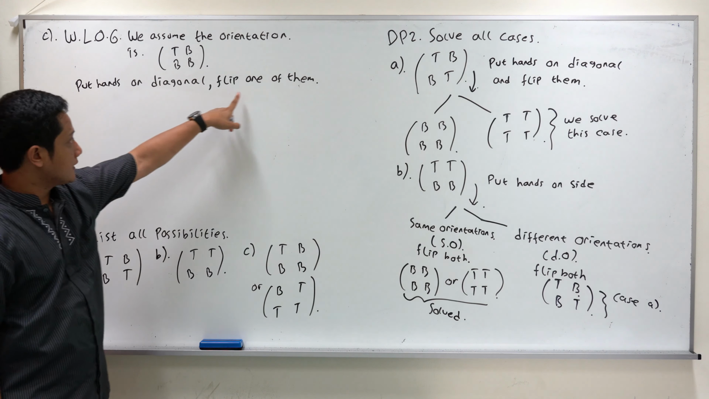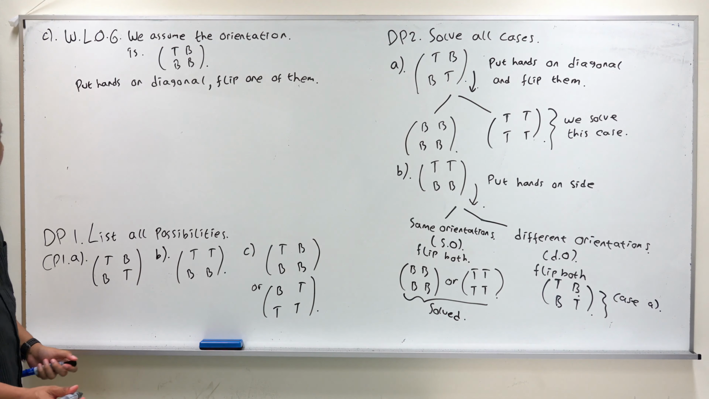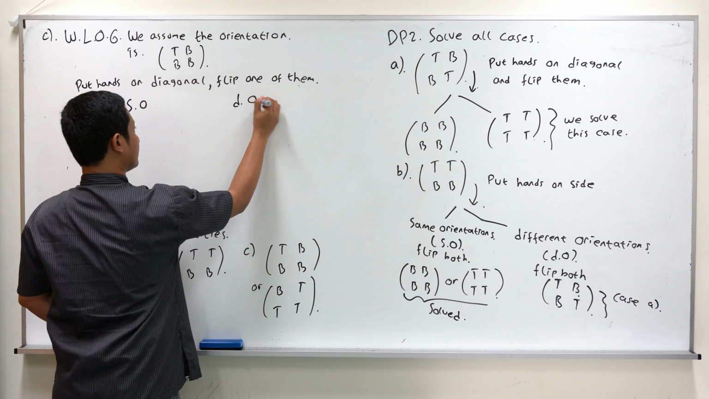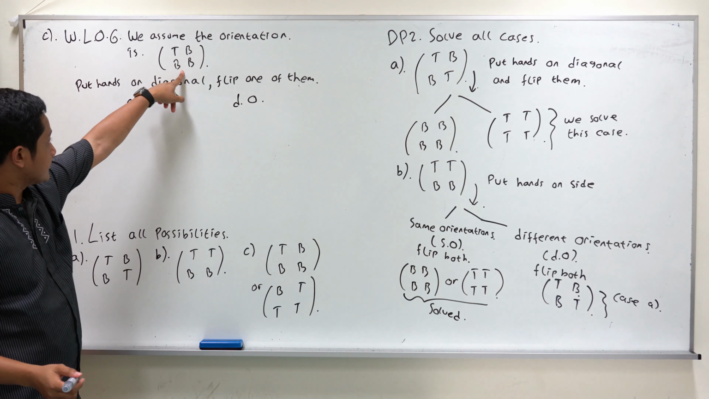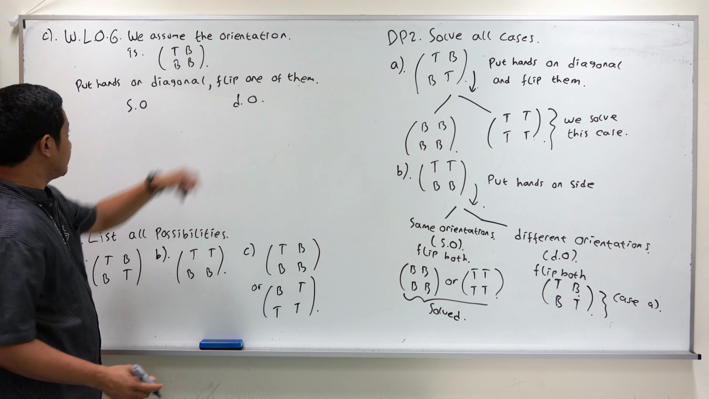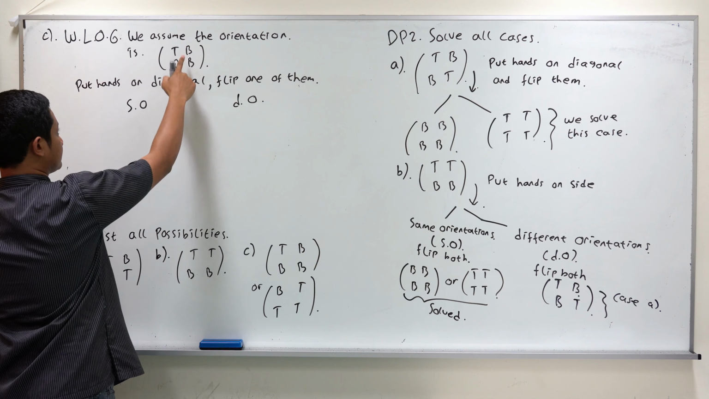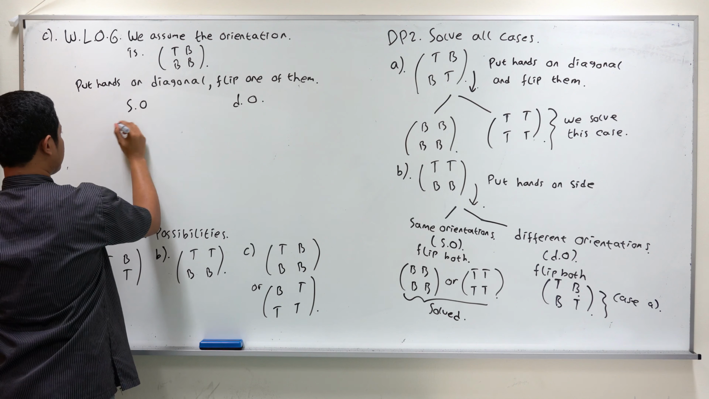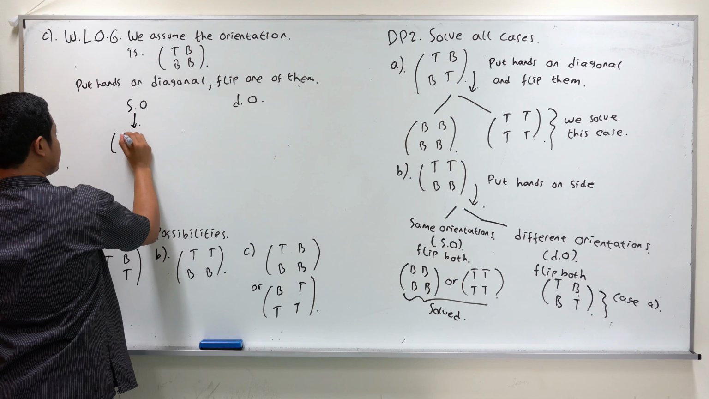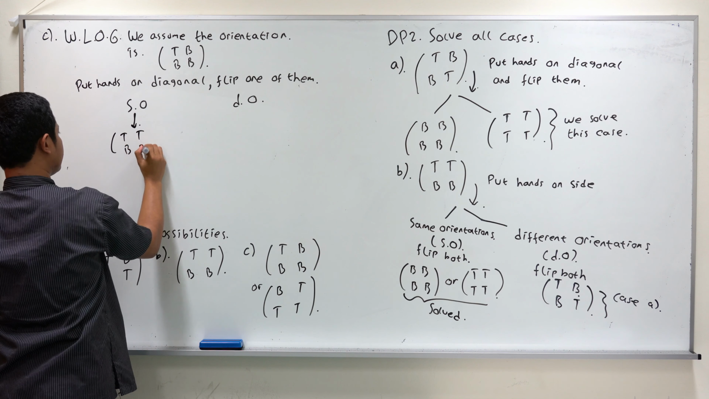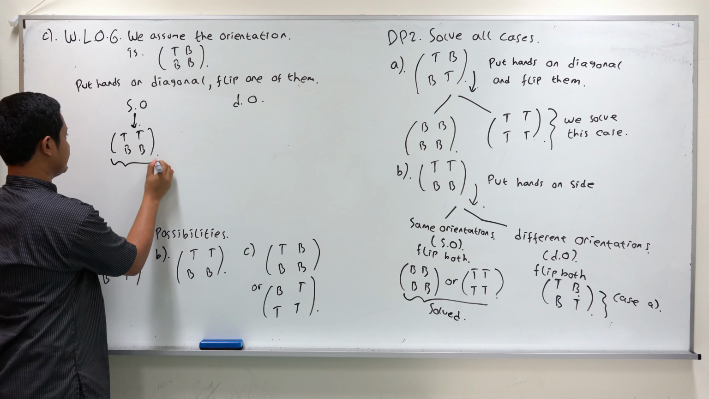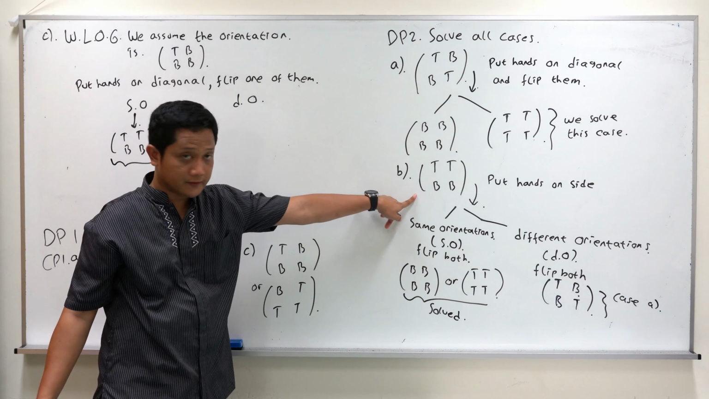We put hands on the diagonal and flip one of them. So there are two possibilities. One is same orientation or different orientation. If it is same orientation, we get B and B. We flip one of them, we only have this choice. So only one possibility. We get TBB, or we get TTBB. That's the same. Go back to case B.